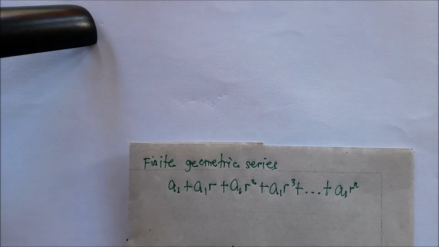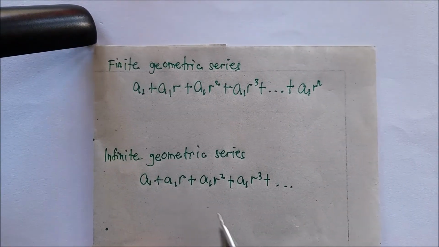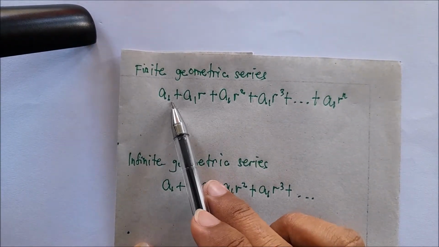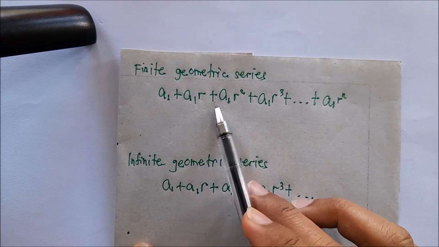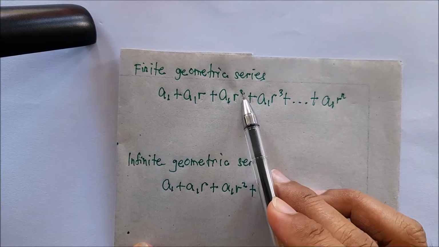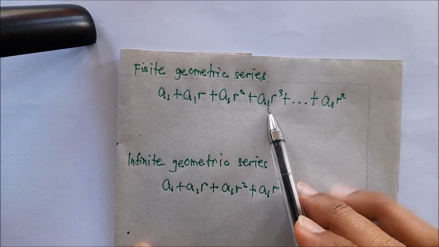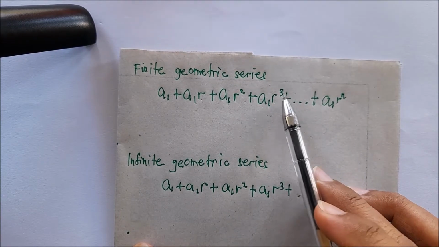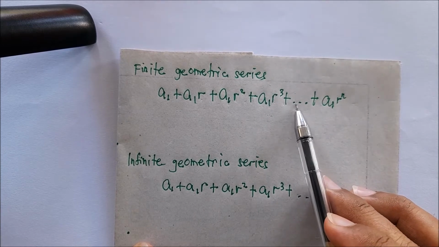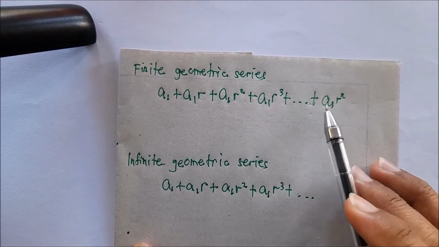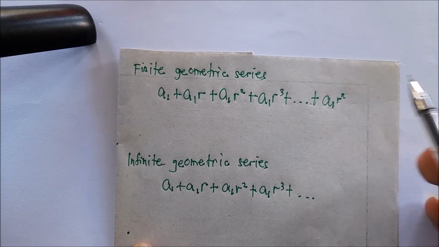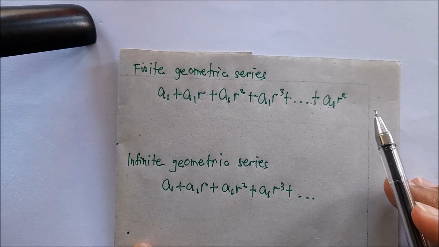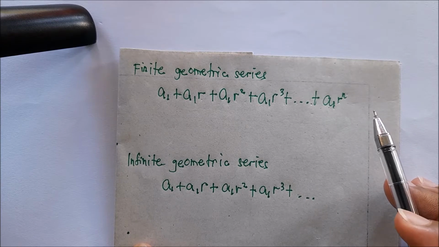The general formula is a sub 1 plus a sub 1 r plus a sub 1 r squared plus a sub 1 r to the power of 3 plus dot dot dot plus a sub 1 r to the power of n. That's called the finite geometric series, the general formula.